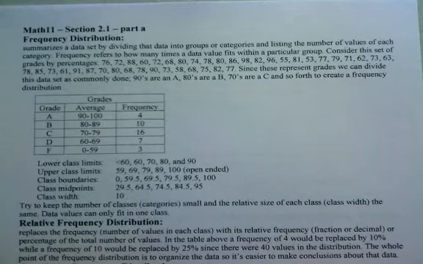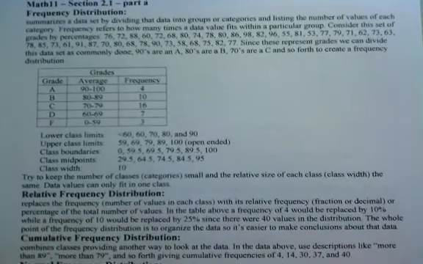On the other hand, in the B's, we had 10 of them. We could have replaced that with a 25% because 10 out of 40 gives us 25%. The whole point of a frequency distribution is to organize the data so it's easier to make conclusions about the data. And sometimes you don't really care what the actual numbers are. You just want to know the relative positions within each group.